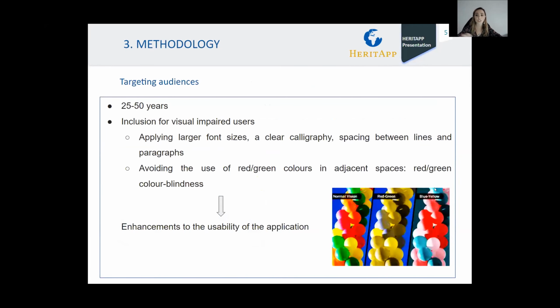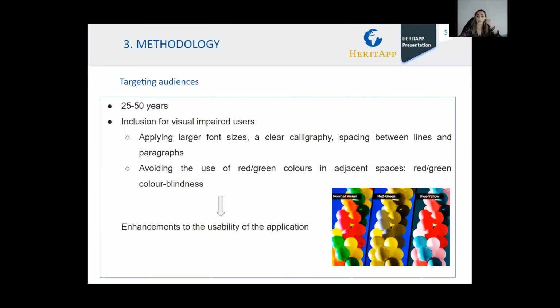When it comes to methodology, we need to talk about targeting audiences. So the success of a smartphone application majorly depends on the proper choice of the target audience and the marketing strategies implemented just to enhance the use of this application. Because to understand customer needs, it's of paramount importance to define the target audience. Because when designing for a general audience, we might tend to design for ourselves, and that would be a problem of usability of the application. And so in this case, it has been possible to stipulate a target audience between 25 and 50.